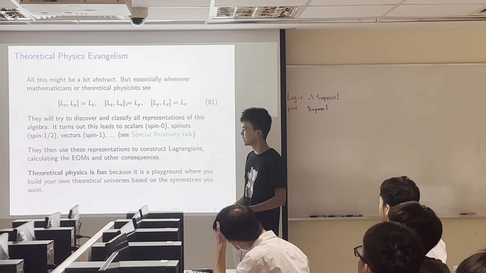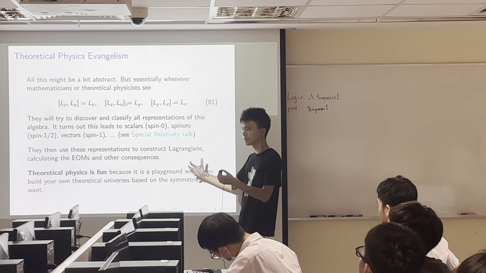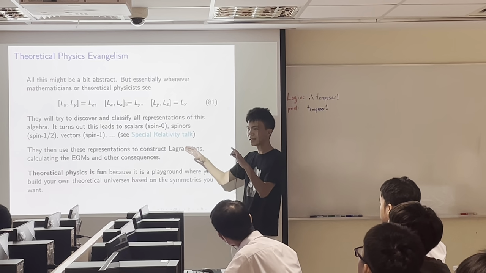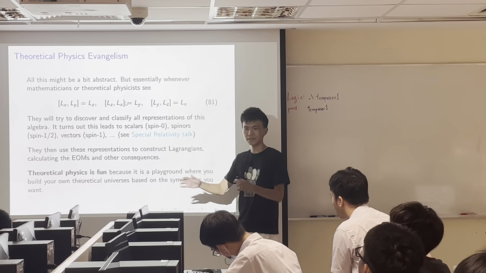And what they can do with these representations is start to construct Lagrangians. They can start to piece together different representations into a single Lagrangian, and they write down any Lagrangian they can, right?